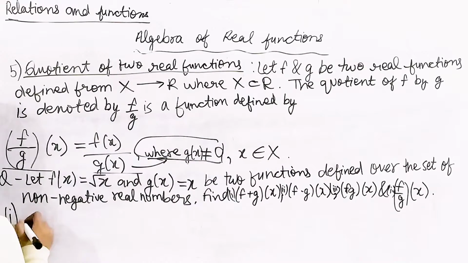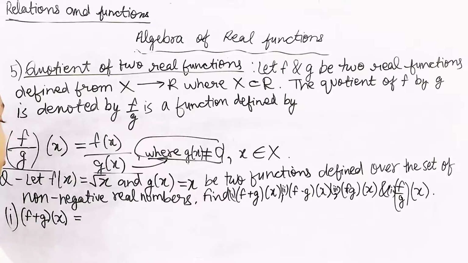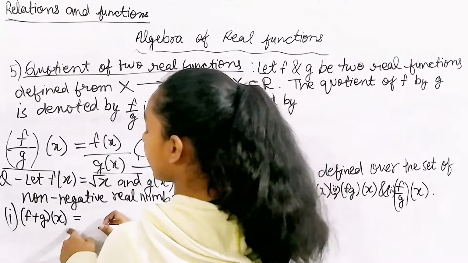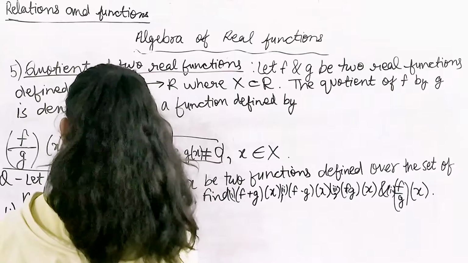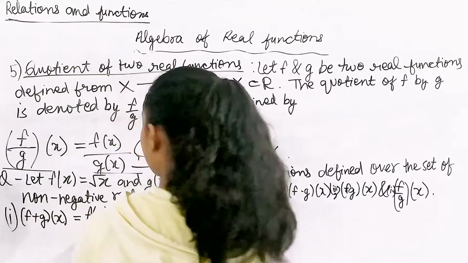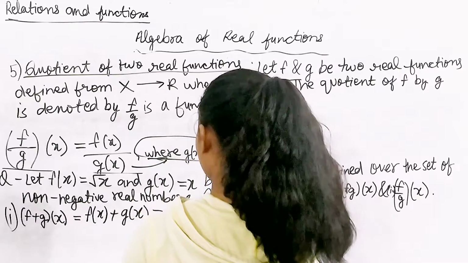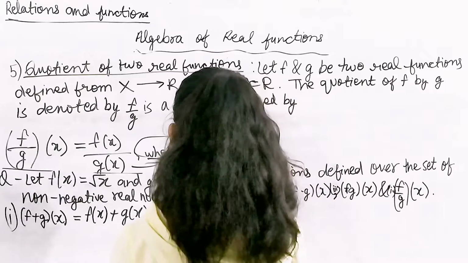So we have f plus g of x is equal to what? According to the formula, it's really easy to solve these questions. So for f plus g of x, first we write f(x) plus g(x). What is the value of f(x)? f(x) is under root x, and g(x) is x. So under root x plus x, that's it. Let's move on to our second part.